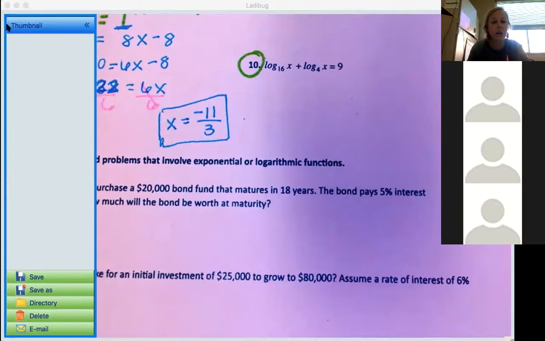What do you guys notice about these two logs? The bases are different. Can we do anything if the bases are different? Change the base. Okay, good. So if the bases are different, you cannot do anything to solve. So what Maddox is saying is we need to change the base, okay?